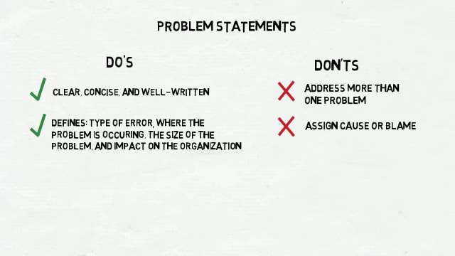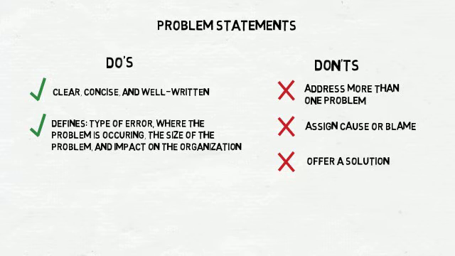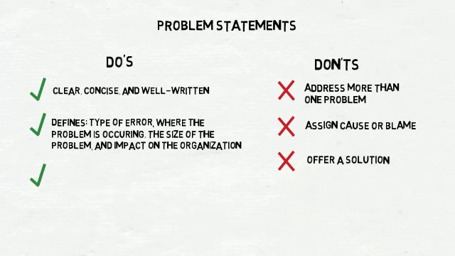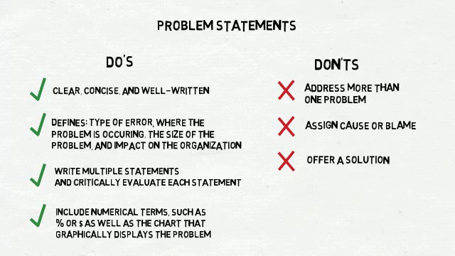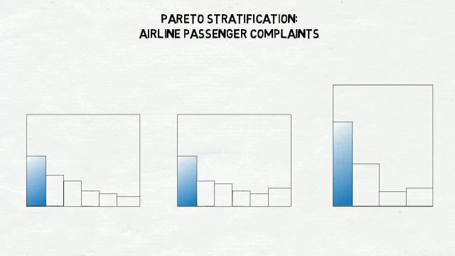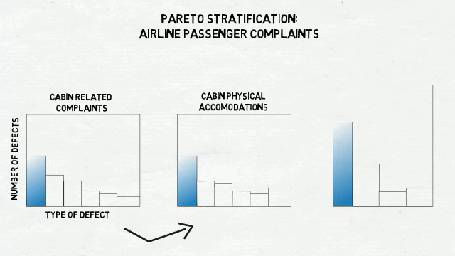To make sure your team fully understands the problem and impact, it's important to write multiple problem statements and then critically evaluate each statement to identify the best option. Also, it's necessary to include numerical terms, such as percentage or dollar amount, as well as the chart that graphically displays the problem. For example, let's use the Pareto stratification chart for airline passenger complaints.